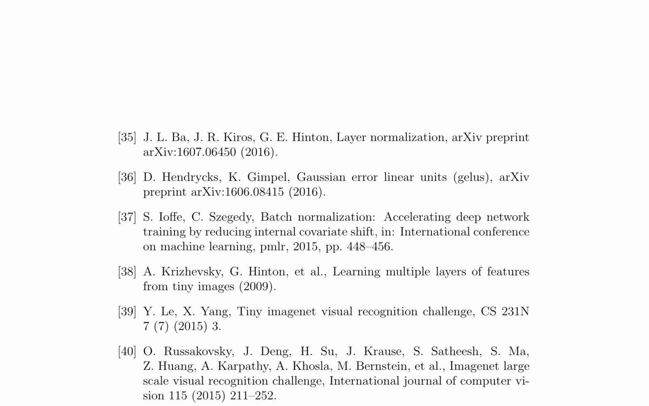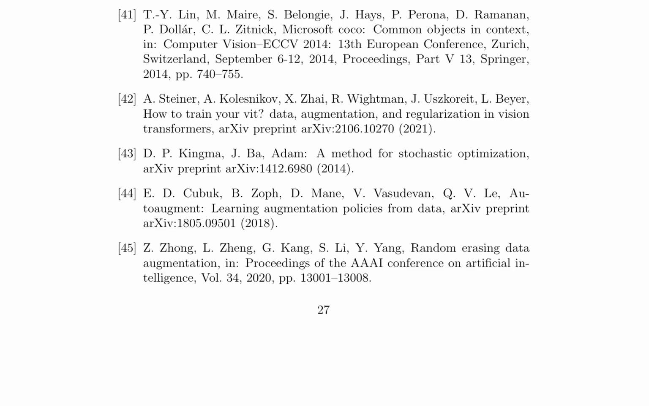35, is a widely used technique for stabilizing training. Gaussian error linear units, GELUs, proposed by Hendrycks et al. 36, are a type of activation function that has been shown to improve model performance. Batch normalization, introduced by Ioffe et al. 37, is a technique for normalizing the input to each layer, which has been widely adopted in deep learning. The Tiny-ImageNet dataset, introduced by Krizhevsky et al. 38, is a popular benchmark for evaluating the performance of deep learning models.